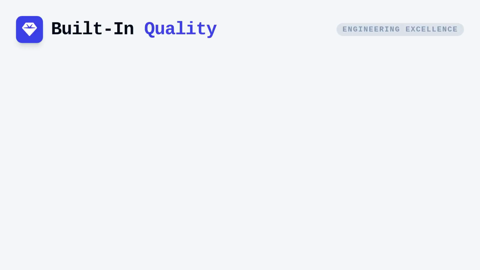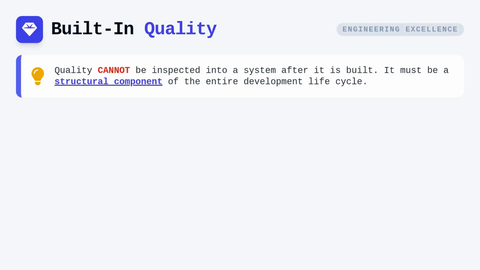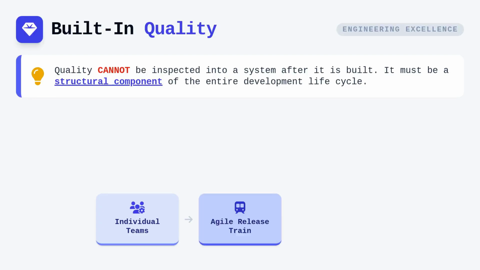The fundamental premise behind built-in quality is the recognition that quality cannot be inspected into a system after it has been constructed. Instead, it must become a structural component of the entire development lifecycle, spanning from the individual team to the Agile Release Train and up to the overall solution level.